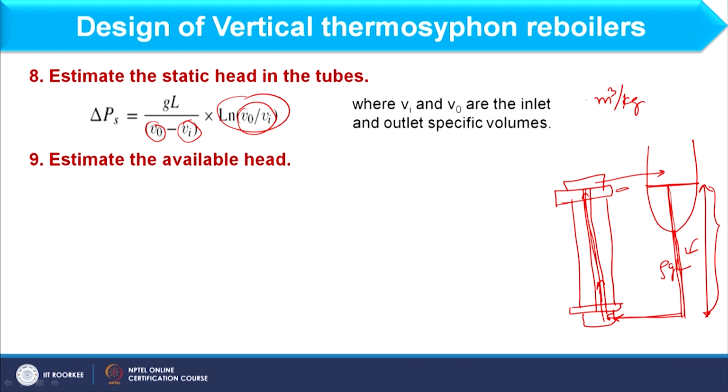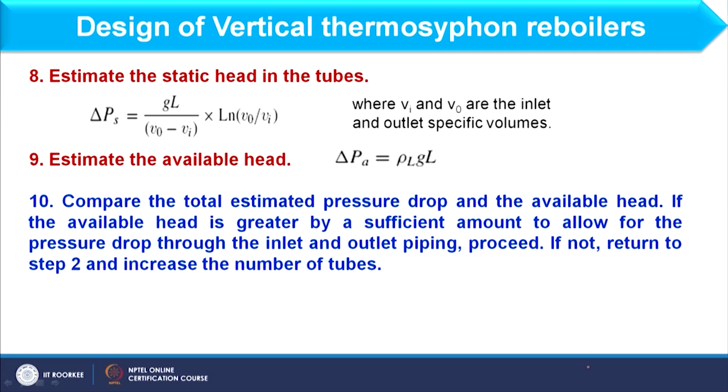So, if I know the length of the tube, I can simply find out the pressure drop in the distillation column side, and that will be rho L G H, and that will be rho L G L, right. Now we compare the total estimated pressure drop and the available head. If the available head is greater by a sufficient amount to allow for the pressure drop through the inlet and outlet piping, we accept the design and proceed further. If not, we have to return to the second step and increase the number of tubes.